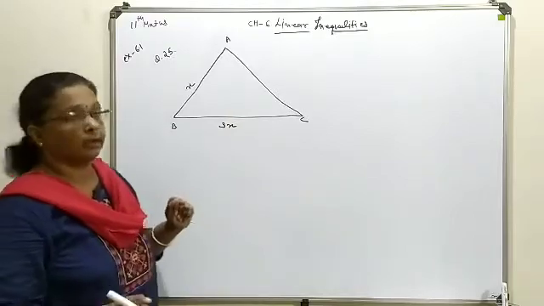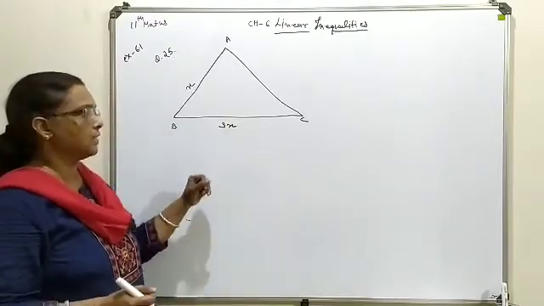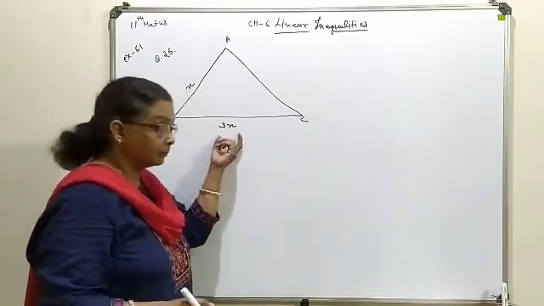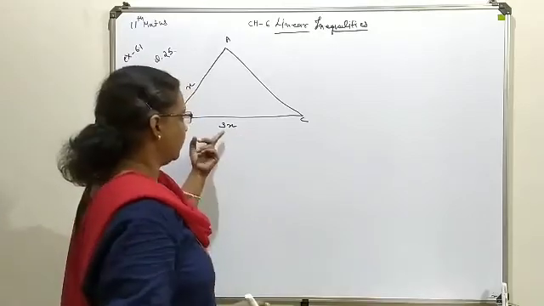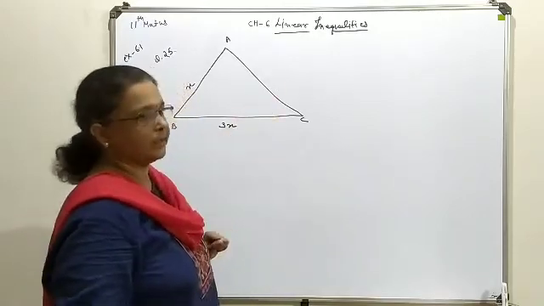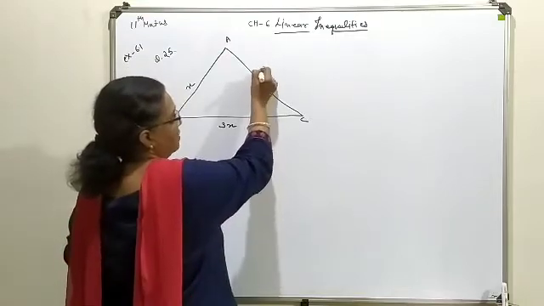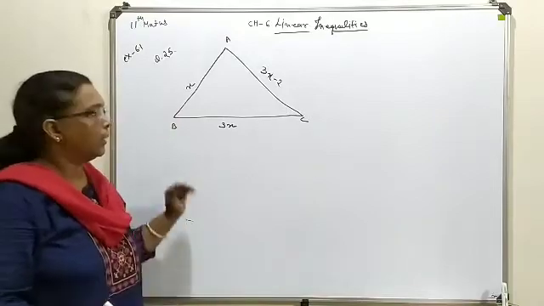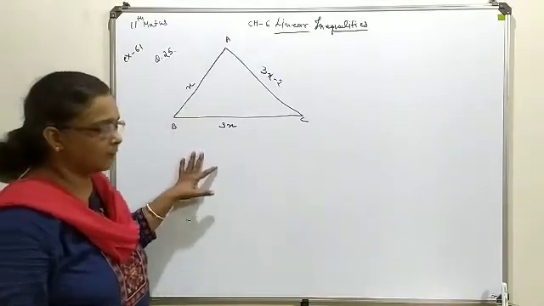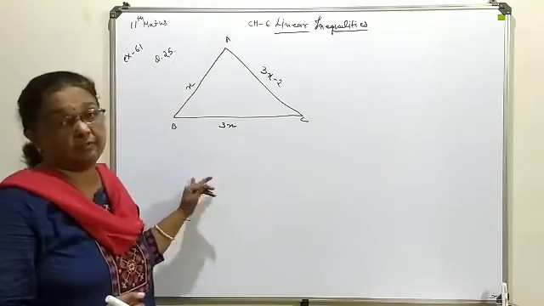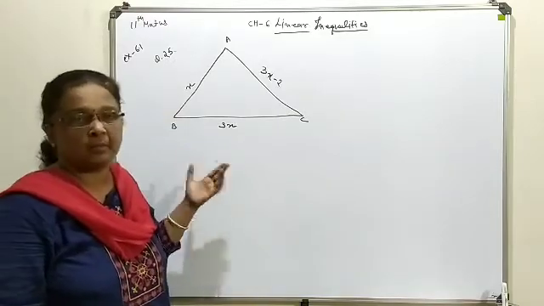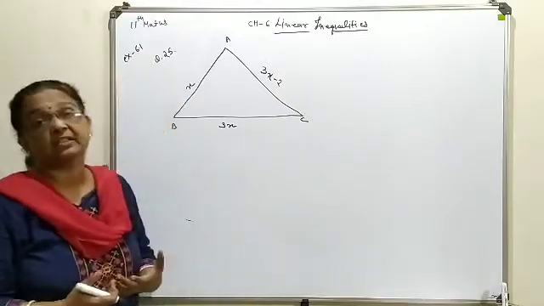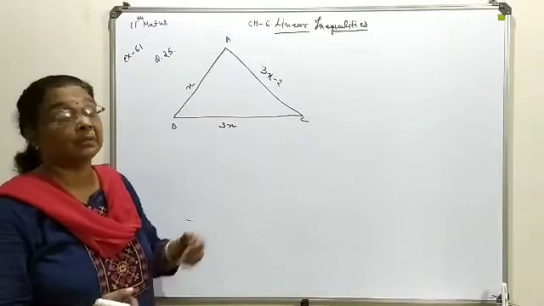Now what about the third side? Your third side is 2 centimeters less than the longest side, meaning 3x minus 2 is the middle one, so this AC you can write as 3x minus 2. Now the perimeter of this triangle is at least 61, meaning minimum it is 61, and maximum it can be anything. It depends upon the length of the sides. So we have to find the minimum length of the shortest side.